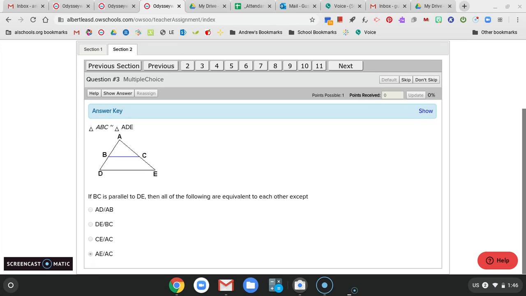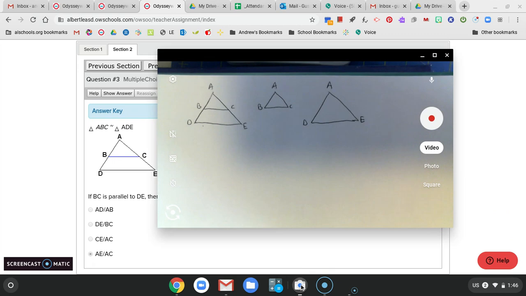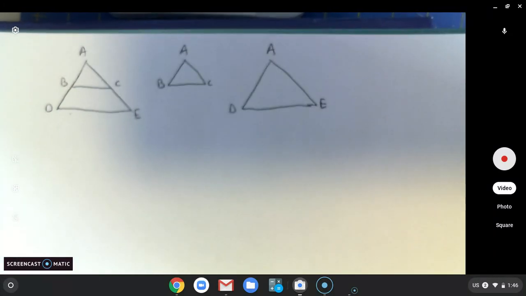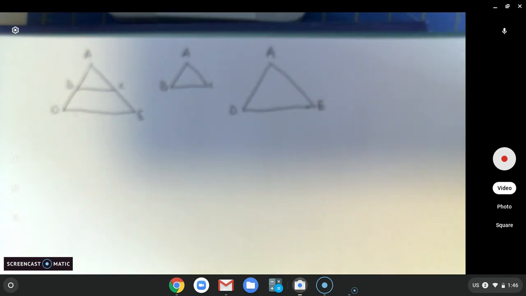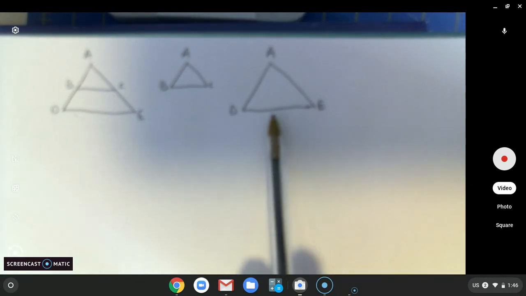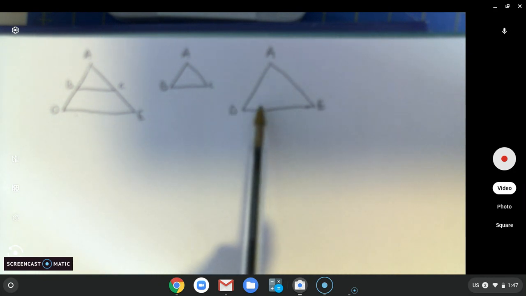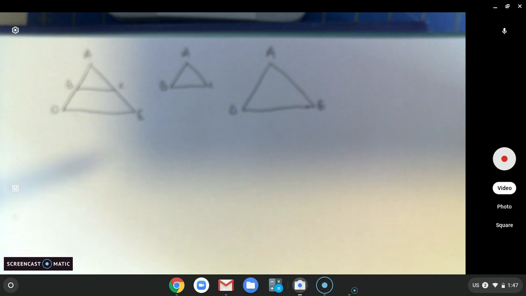What I find helpful is instead of looking at it as one triangle with a line through the middle, I like to look at it as two different triangles. So I've redrawn this here. Here's your original picture right there. If you consider the smaller triangle and the larger triangle, ABC and ADE.